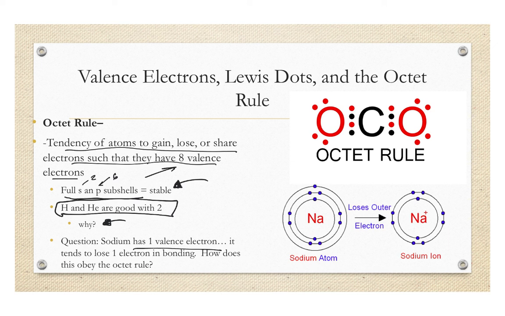Sodium has 1 valence electron, and it tends to lose 1 electron in bonding. How does that obey the octet rule? Sometimes think, well, again, when metals lose electrons, where are they losing the electron from? They're losing it from the outermost energy level. And so as a result of that, you end up with an electron configuration that now has 8 valence electrons in it. And voila, you are now obeying the octet rule.